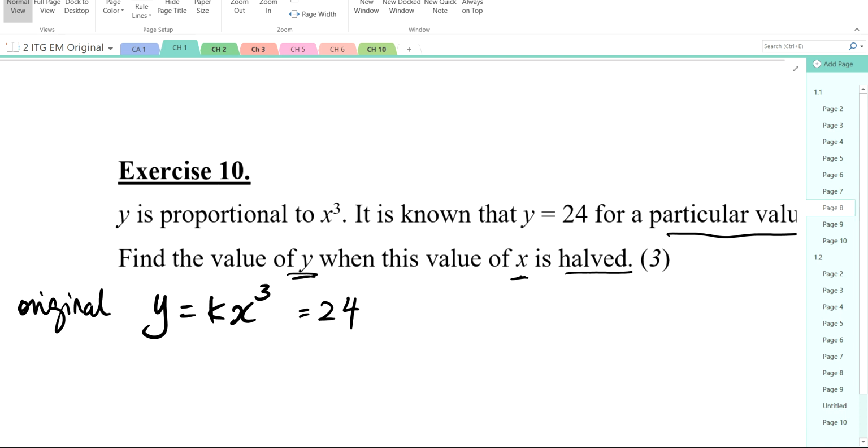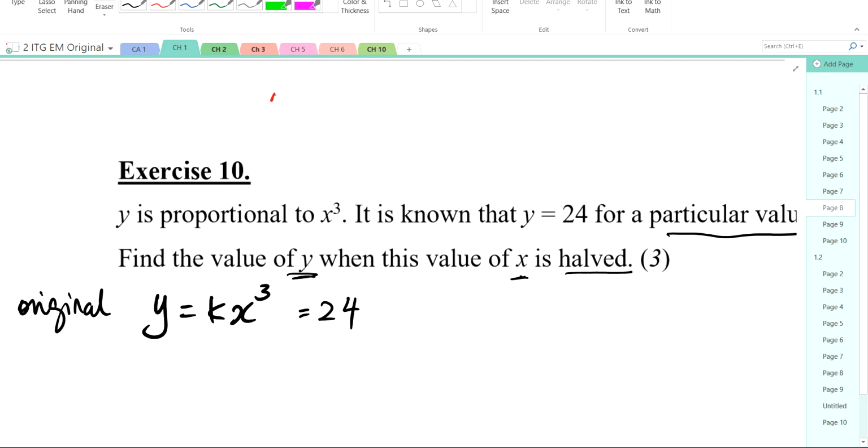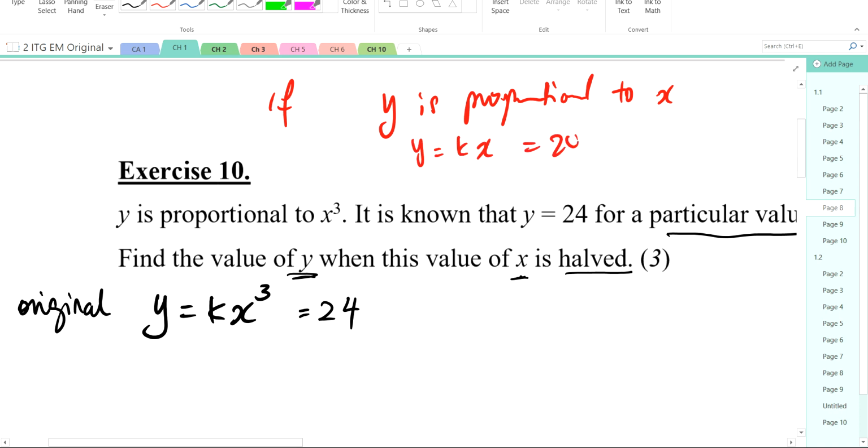If the question was y is proportional to x, then they tell you that y equals kx, which is equal to 24. When x is halved, what do you think y will become? For my question in red, directly proportional y and x. If x is halved, then y must be halved. Then what will our answer be? 12, right? It will be 12.